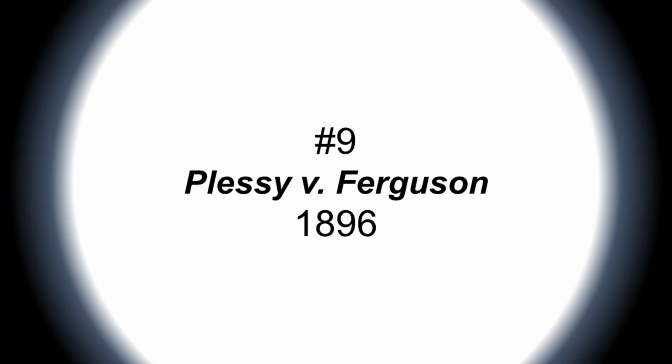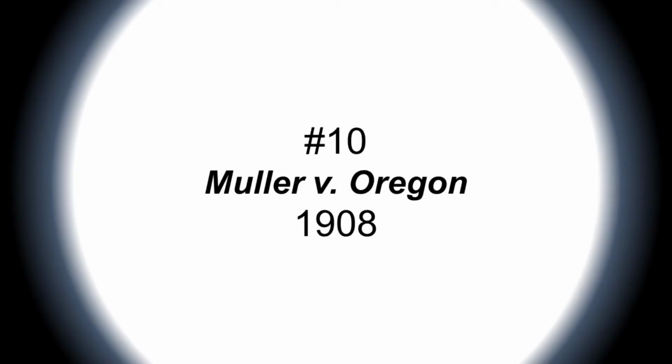Number 9, Plessy v. Ferguson, 1896. In this significant Supreme Court ruling, the legality of segregation was upheld on the basis that the two races could be separate but equal.